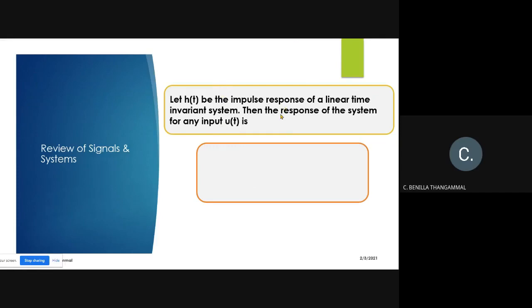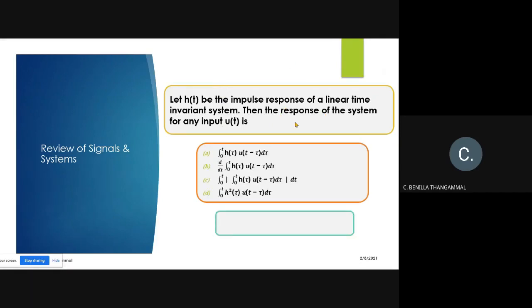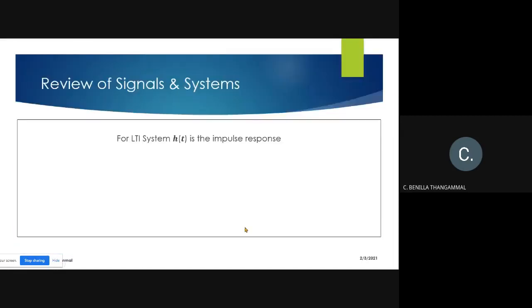So they ask you to find the response. The response is nothing but y of t. They have given four options here, right? So how to find this? Here you know it very well. The response of the system y of t is nothing but u of t convolution h of t. So this is the formula here, right? That is your input x of t convolution h of t. Here x of t is given as u of t. So u of t convolution h of t.